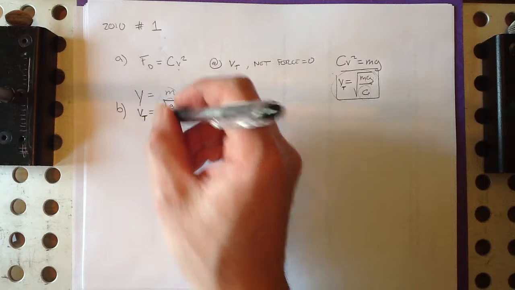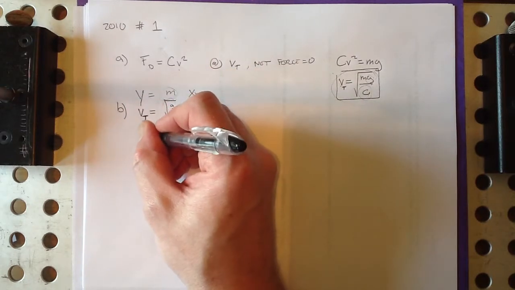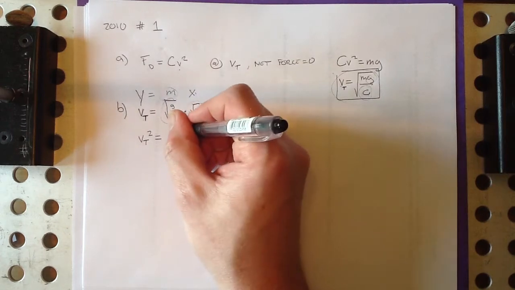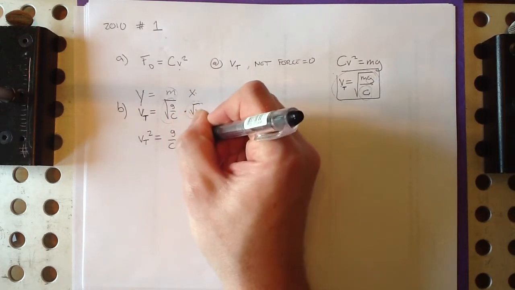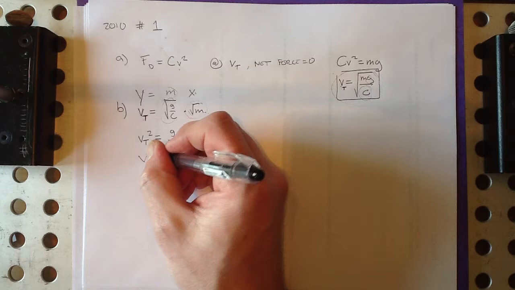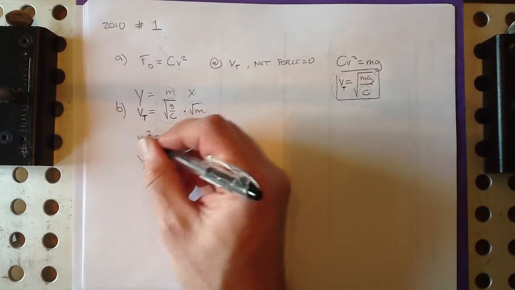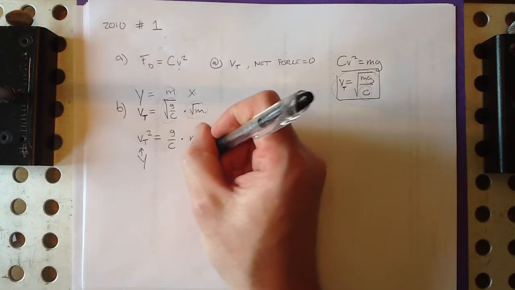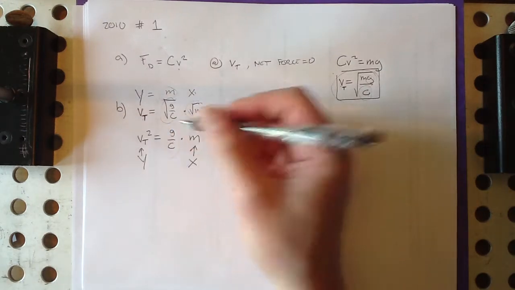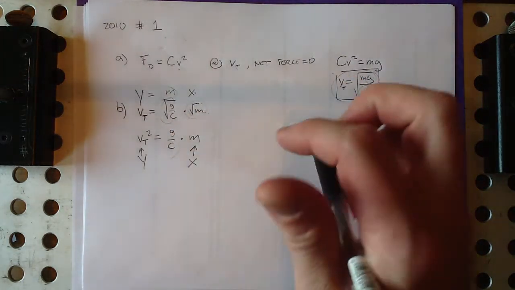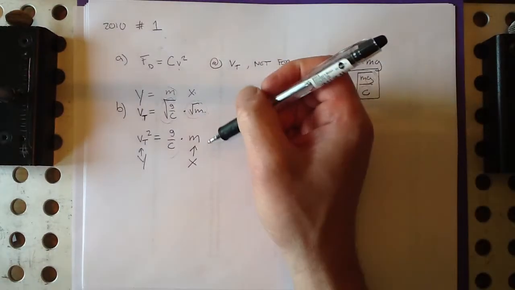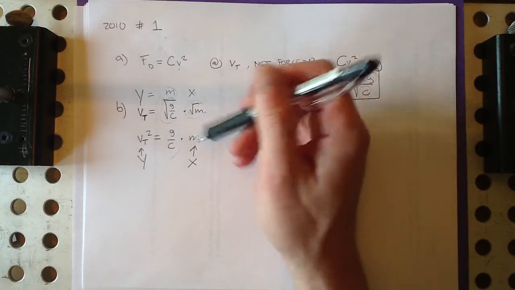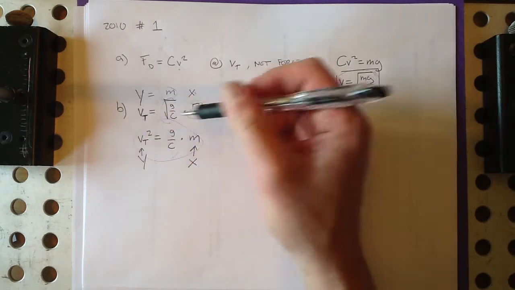Or you could square both sides of this equation and say terminal velocity squared is equal to g over c times m, and then graph terminal velocity squared on your y-axis and mass on the x-axis, and then the slope will be g over c. It's up to you which way you want to go, but given a choice, maybe we don't want to have more square roots than we need. So I think I will choose this.